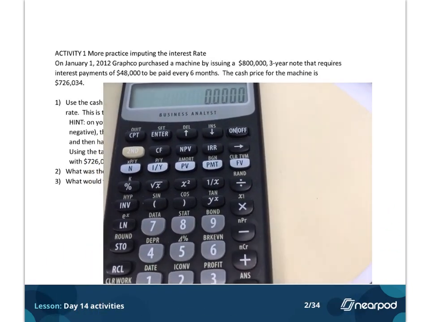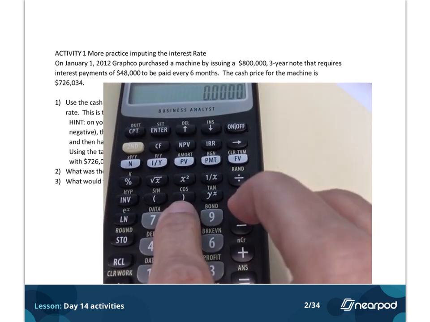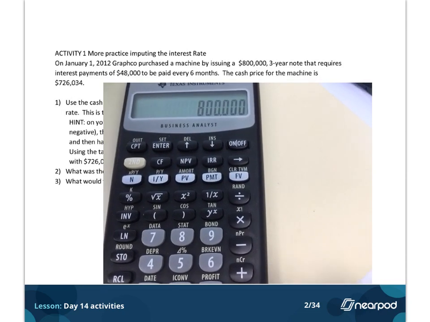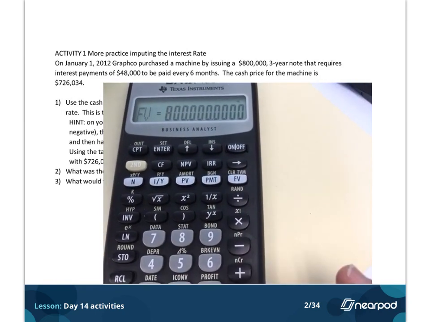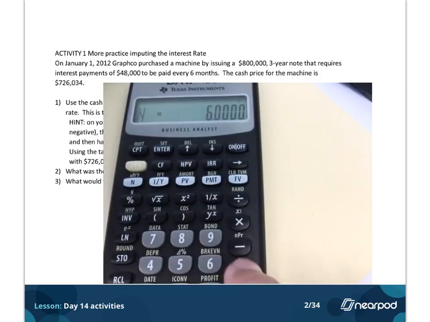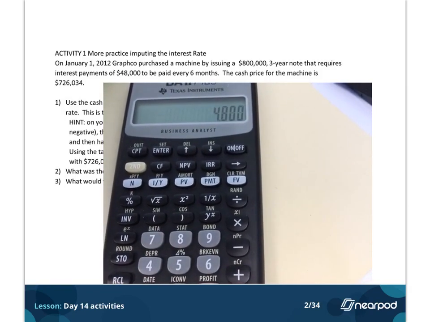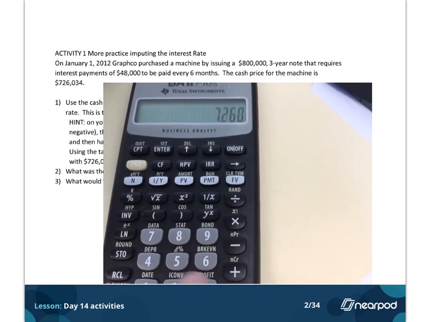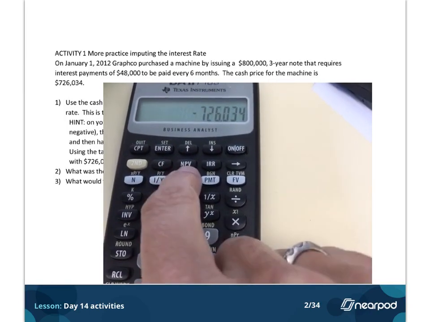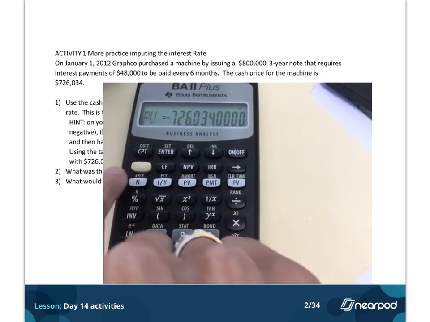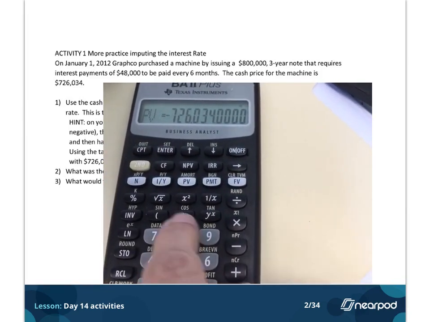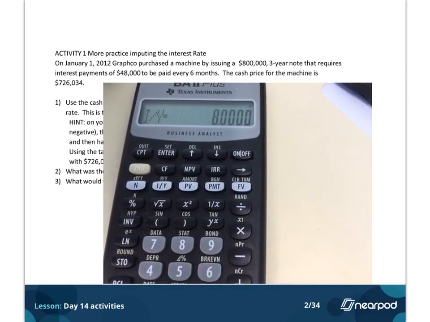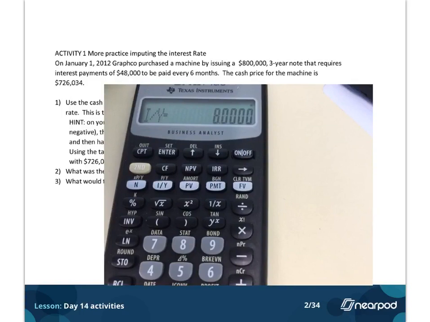It's not real exciting because I have my hand under my camera, so I have to keep looking to see what's going on. But that's the face value. I'm going to put in as the 800,000. 6 is the number of periods. 48,000 is the amount of the payment. And then 726,034, that is the present value. So I turn that as a negative, and then I just push compute I over Y, the interest rate, and I get 8%. So that's the number that we were looking for.